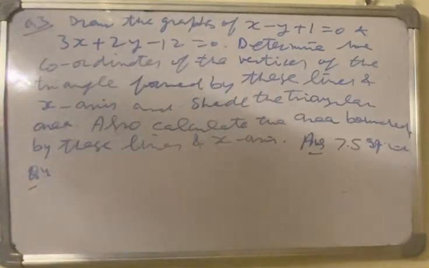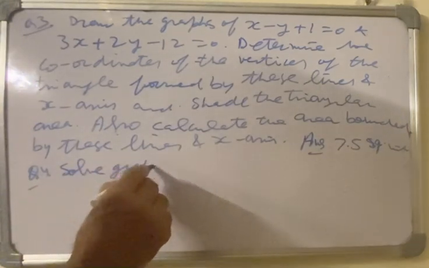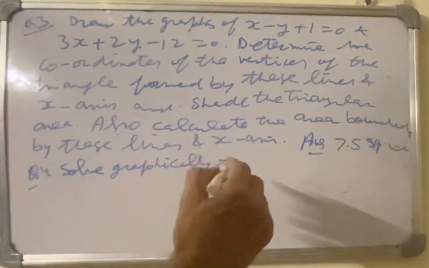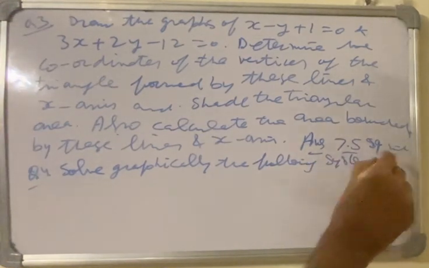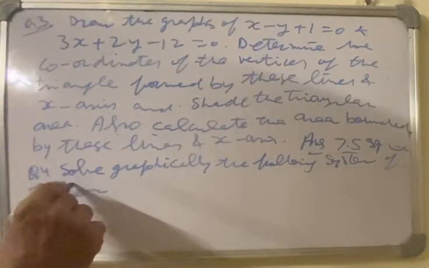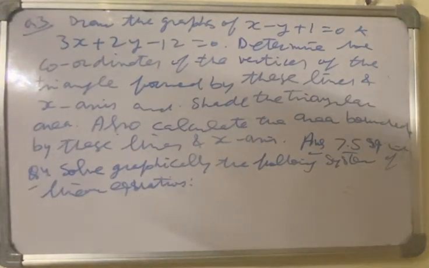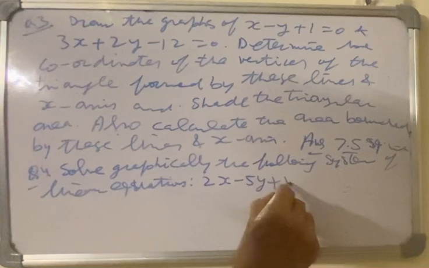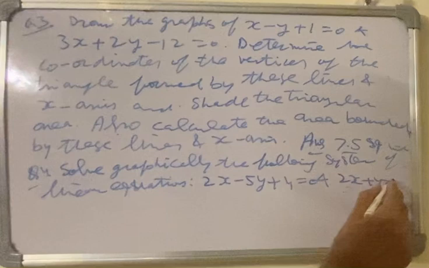Next question 4. Solve graphically the following system of linear equations, which are 2x minus 5y plus 4 is equal to 0 and 2x plus y minus 8 is equal to 0.